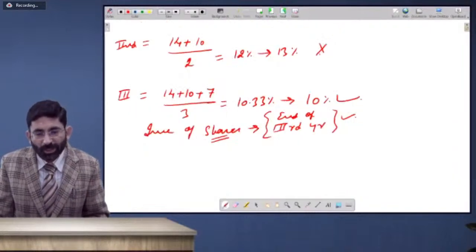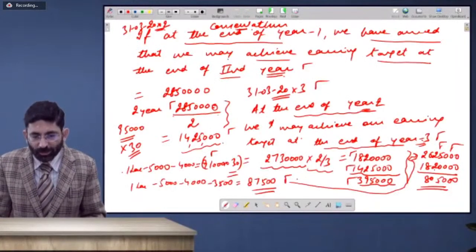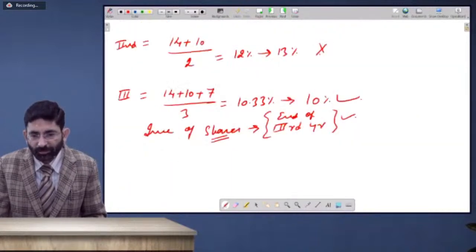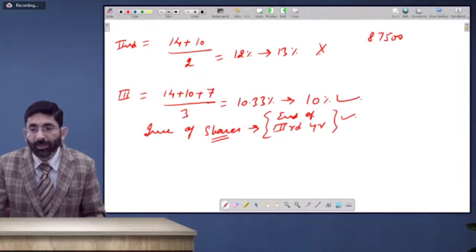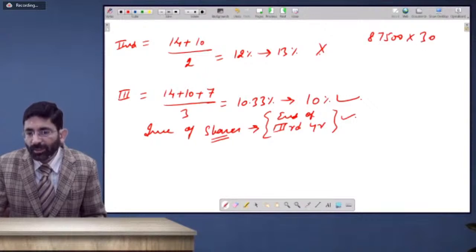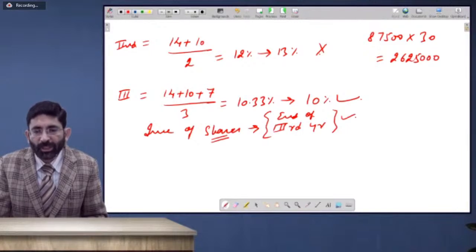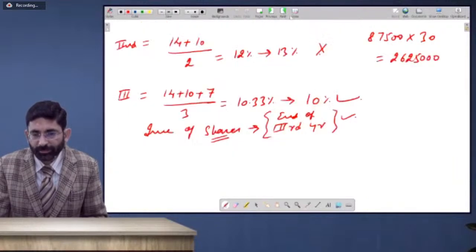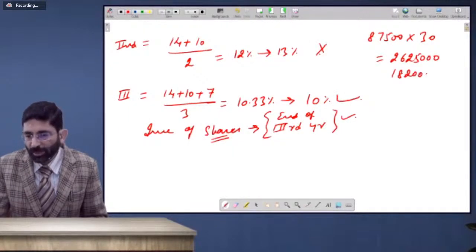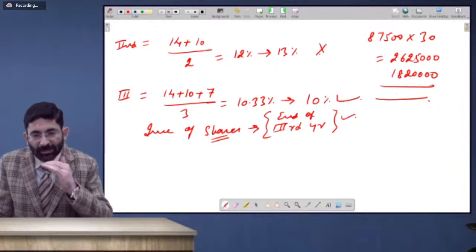But the target is achieved. So, since the target is achieved, what will my total loss be? I have 87,500 shares in total, into 30, so my total loss is 26,25,000. Now out of 26,25,000, what do I have to do? The 18,20,000 I have already written off stays, and the balance I will put in the third year. So this is to be written off in the third year. So this is the concept which is followed in this case.